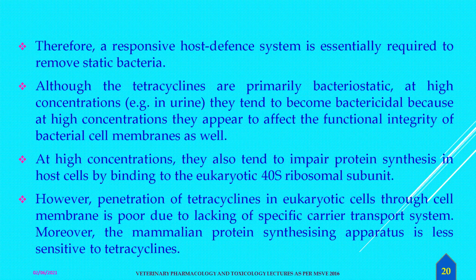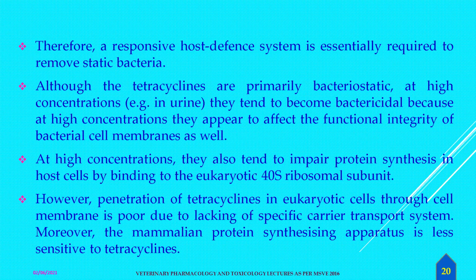So the tetracyclines, especially at higher doses and especially in the urine, tend to become bactericidal because at high concentrations they appear to affect the functional integrity of the bacterial cell membrane as well. In normal doses, which is a very safe dose, they will only kill the gram-negative bacteria, but they are not going to affect the other ones, especially those having the thick cell wall.